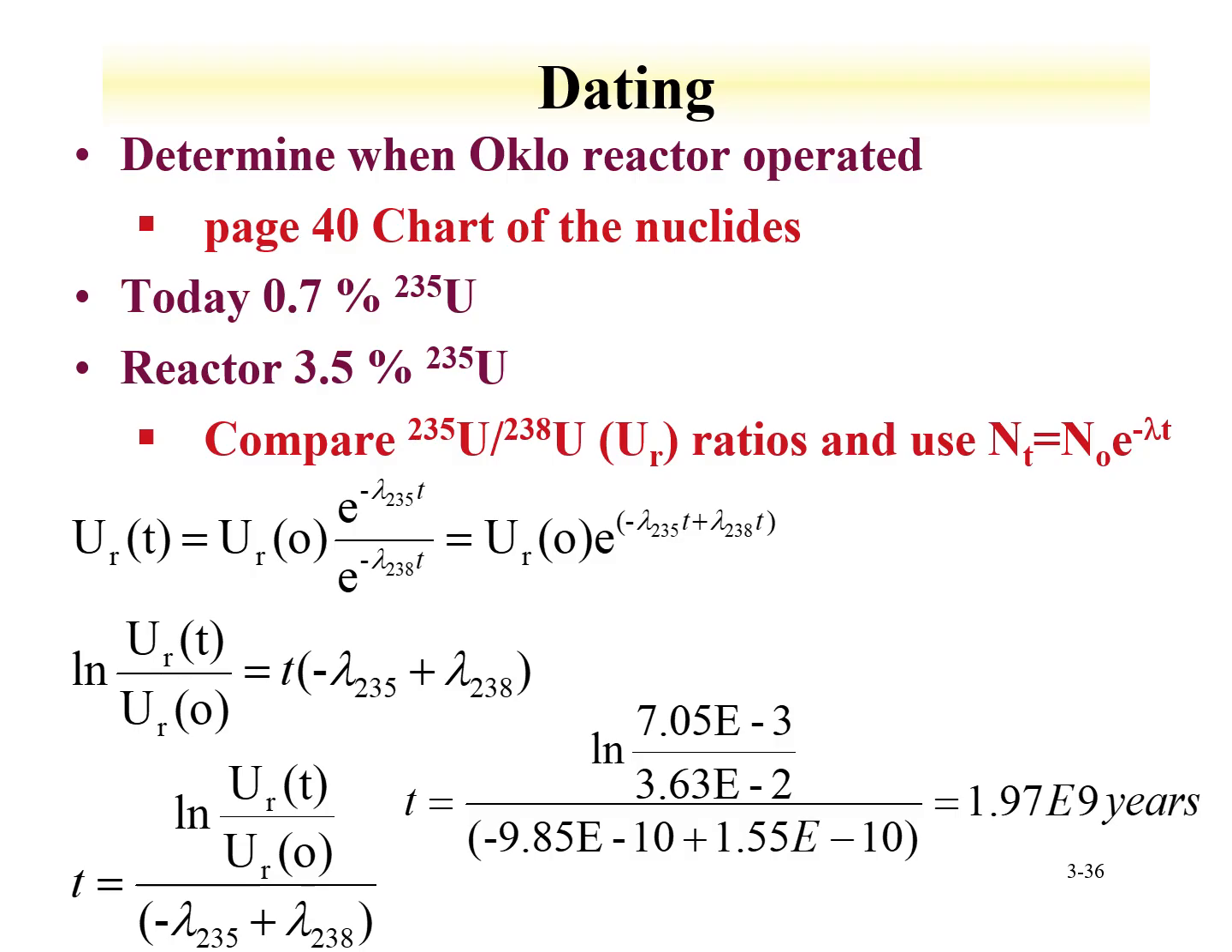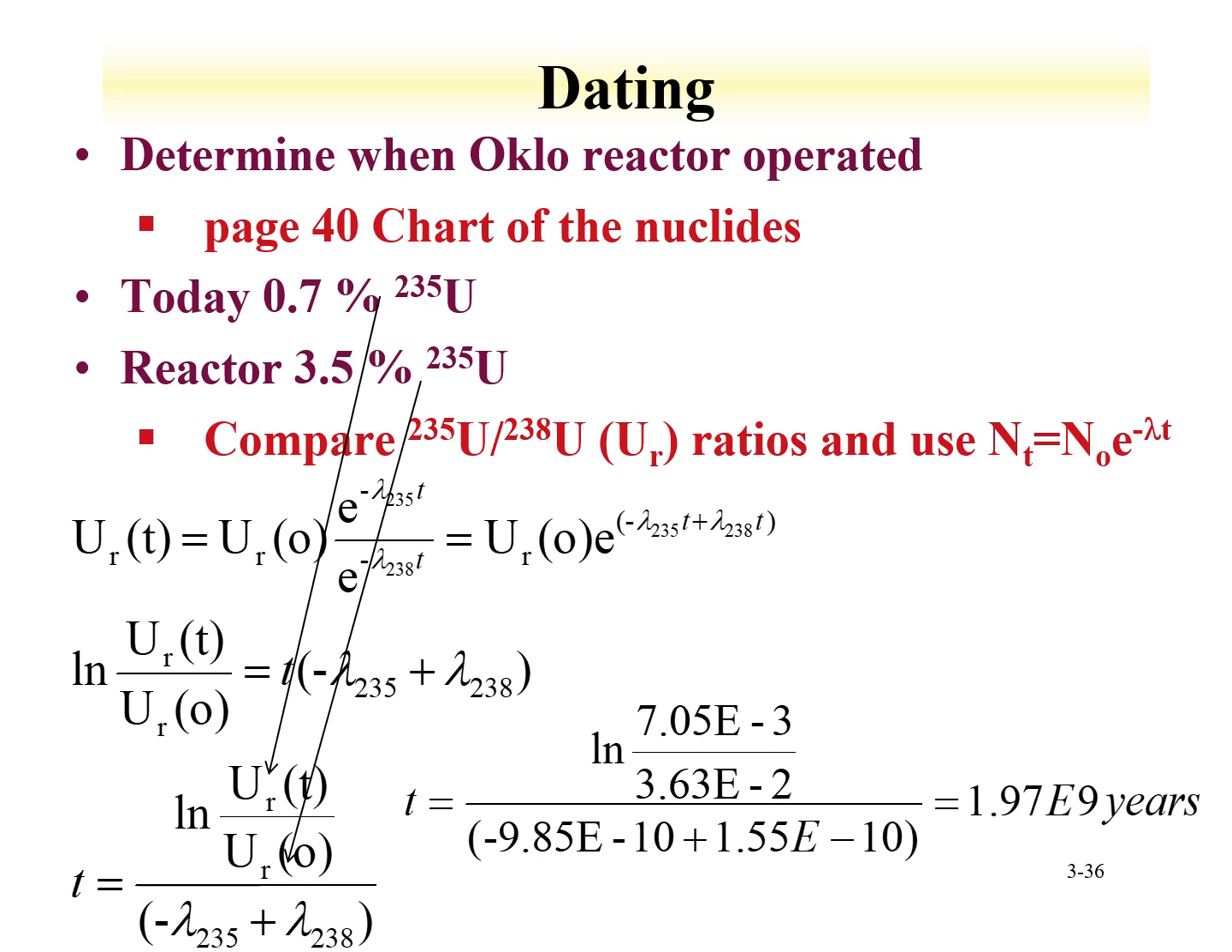So let's figure out a route of rearranging these equations to determine what was the time that the Oklo reactor was operating. Let's use the amount of uranium-235 as an indicator. Today, 0.7% of uranium is 235. And if we look at a reactor with light water, with regular water, the uranium-235 needs to be at 3.5%.